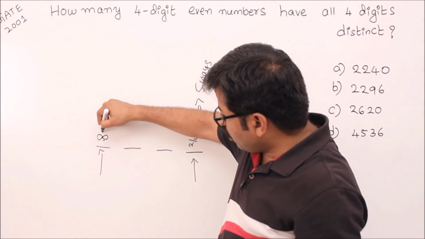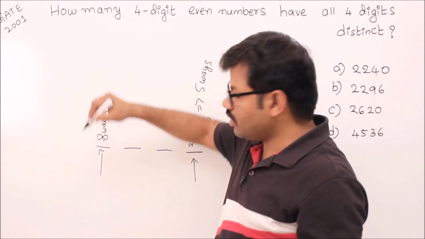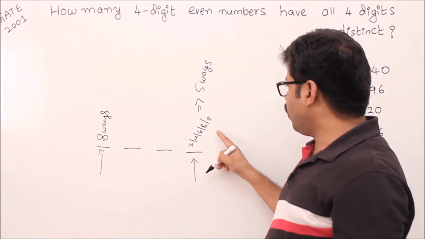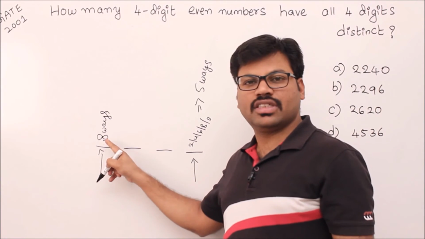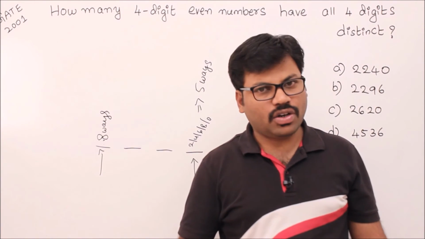Let me use one of them. Then how many ways can we do that? 8 ways. So this one 5 ways, this one 8 ways, isn't it? Because leading zeros are not allowed.